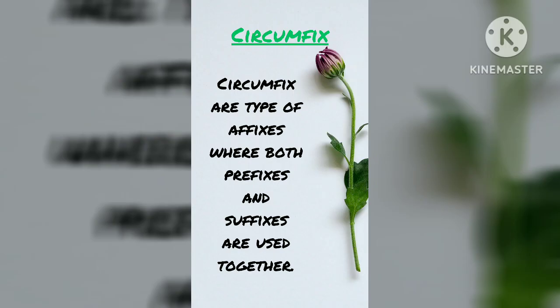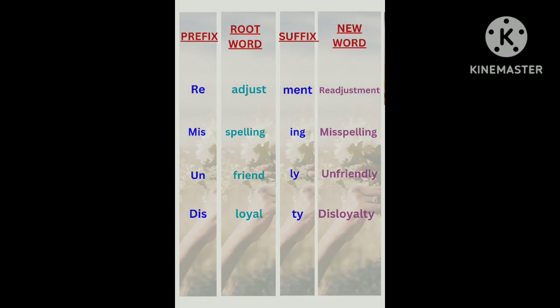Circumfix is the fourth and the last type of affix where both prefixes and suffixes are used together. Prefix like re and suffix like ment when added to a word adjust becomes readjustment. Same way, mis prefix and ing suffix when added to spell becomes misspelling. Same is the case with unfriendly and disloyalty.